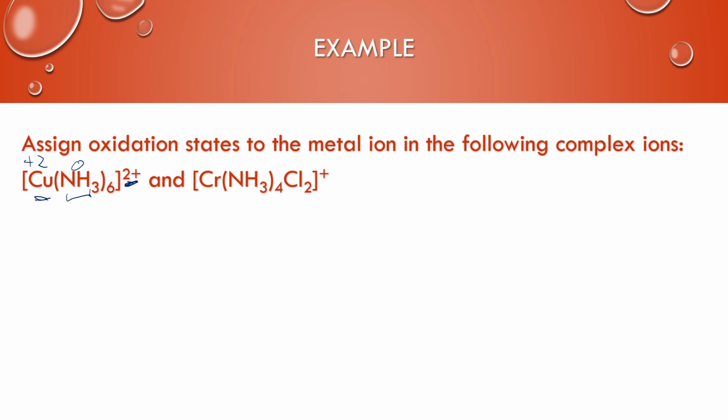In our second example here, the ammonia is neutral, but the chlorine is -1. And so if I have a +1 overall and -2 from the chlorine, that means the chromium must be +3 to get that to add up appropriately.